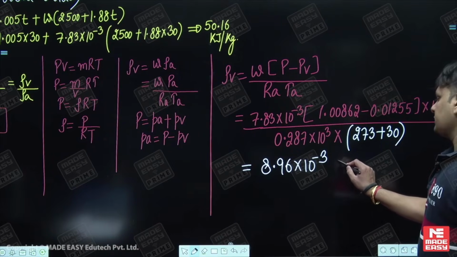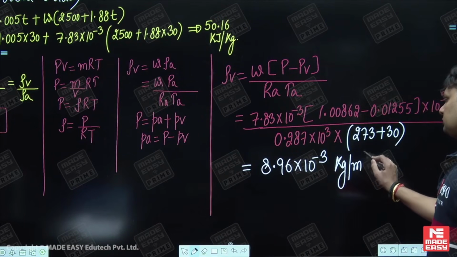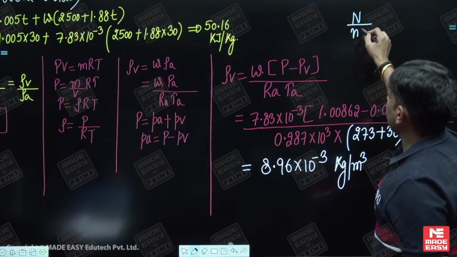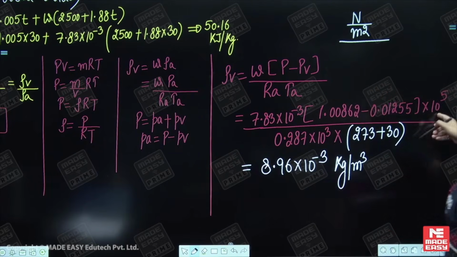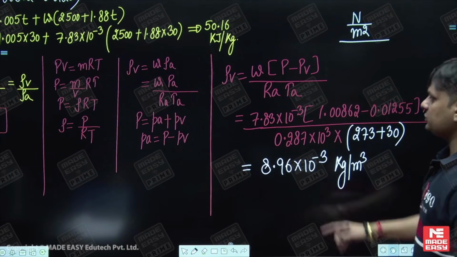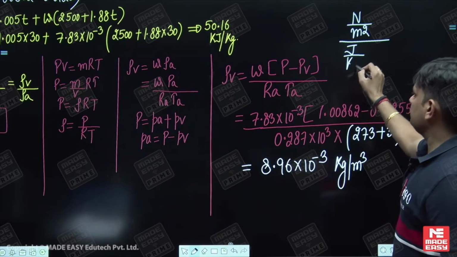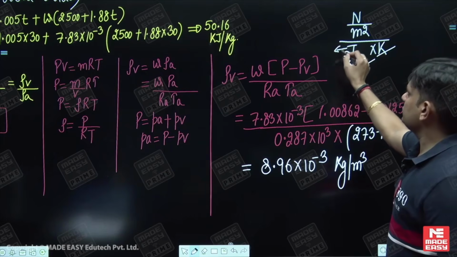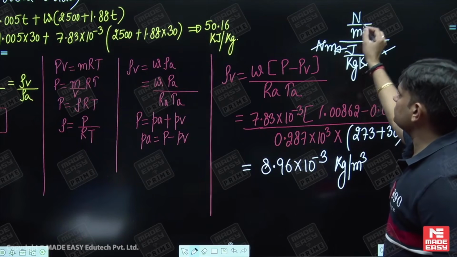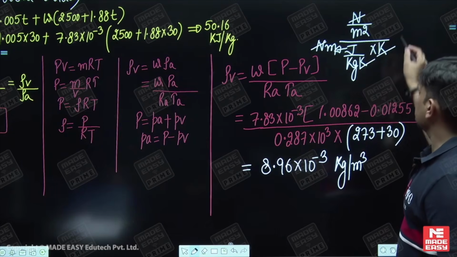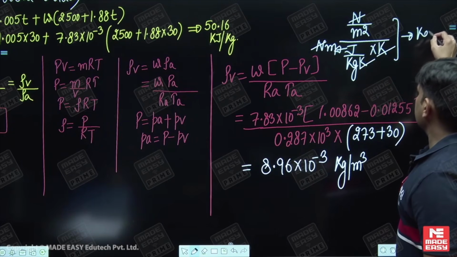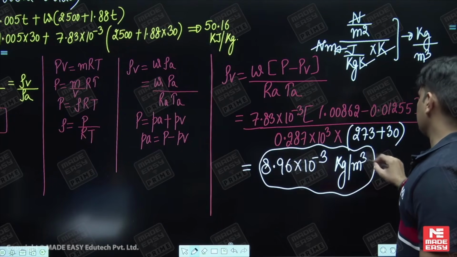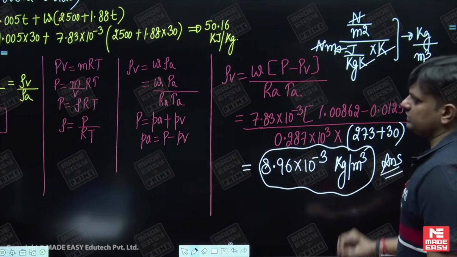Now we will check the unit of density, mass upon volume. Omega is dimensionless, pressure I have converted to Newton per meter square, bar converted into Newton per meter square. R is in joule per kg Kelvin, capital T is in Kelvin. Kelvin cancels, joule is Newton meter so Newton cancels, leaving kg per meter cube. So this is the answer of this question.